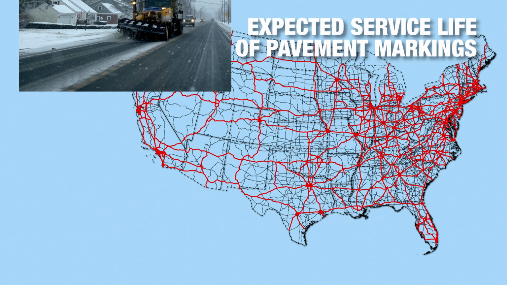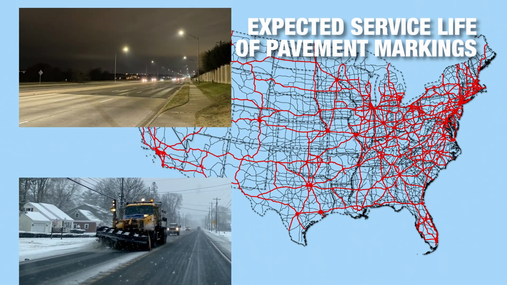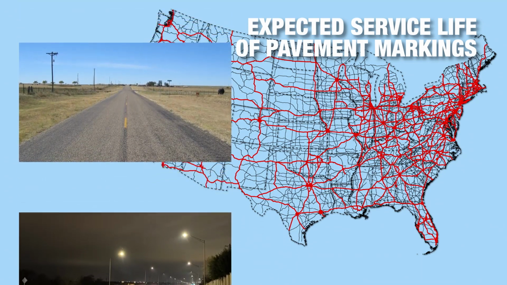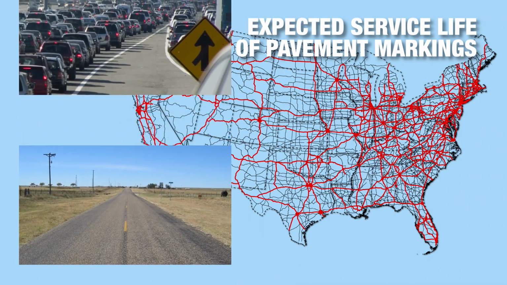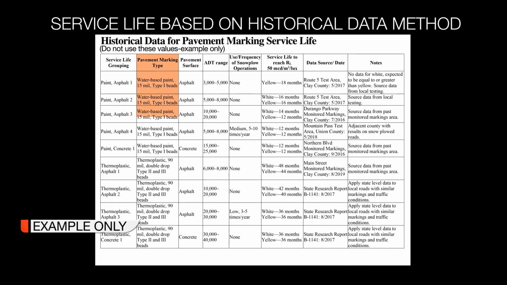Expected service life of pavement markings varies considerably across the U.S. Historical retroreflectivity data used for this method needs to be based on your agency's materials and conditions. If you have different types of pavement markings or different conditions that relate to the service life, you will need to break the markings down into appropriate groups and determine the service life for each group.